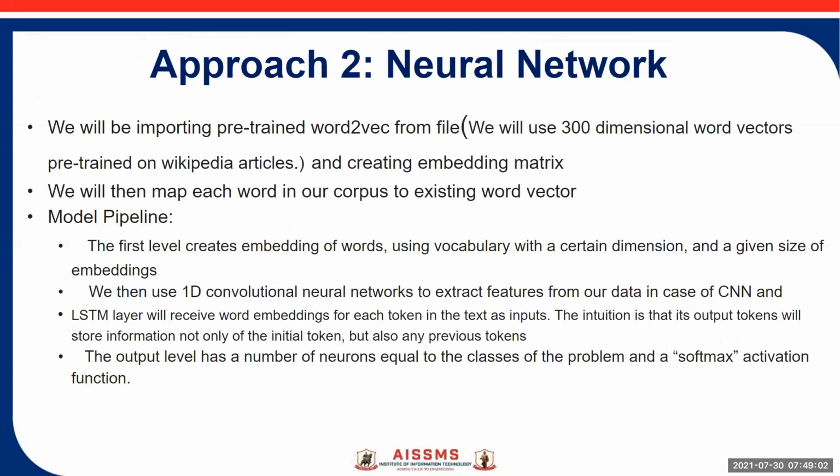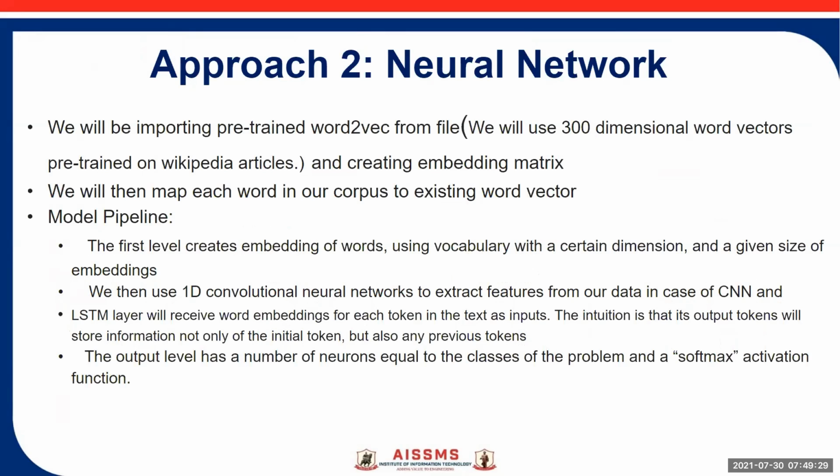Next, coming to our second approach, that is the neural network one. Here, what we have done is we will be importing a pre-trained word2vec file. Here, we have used a 300-dimensional word vector that has been pre-trained on Wikipedia articles, and we have created an embedding matrix. We have then mapped each word in our corpus to the existing word vector.